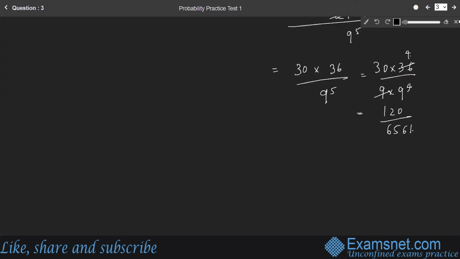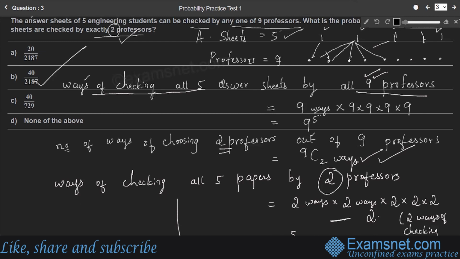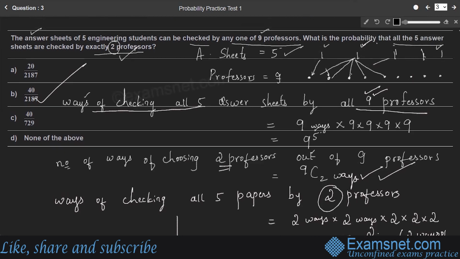Since the digits of 6,561 sum to 18, both the numbers are divisible by 3. So 3 into 40, 3 into 2,187. Then 3 into 8, 3 into 7; it cannot be divisible further. So 40 by 2187. Is this the answer? Yes, 40 by 2187. So the probability of checking all the 5 papers by exactly 2 professors is 40 by 2187. Option B is the right answer.